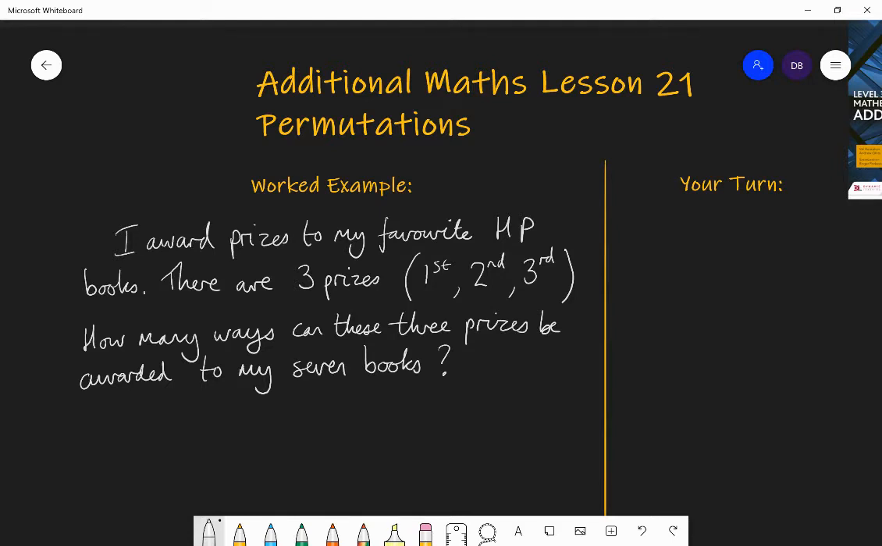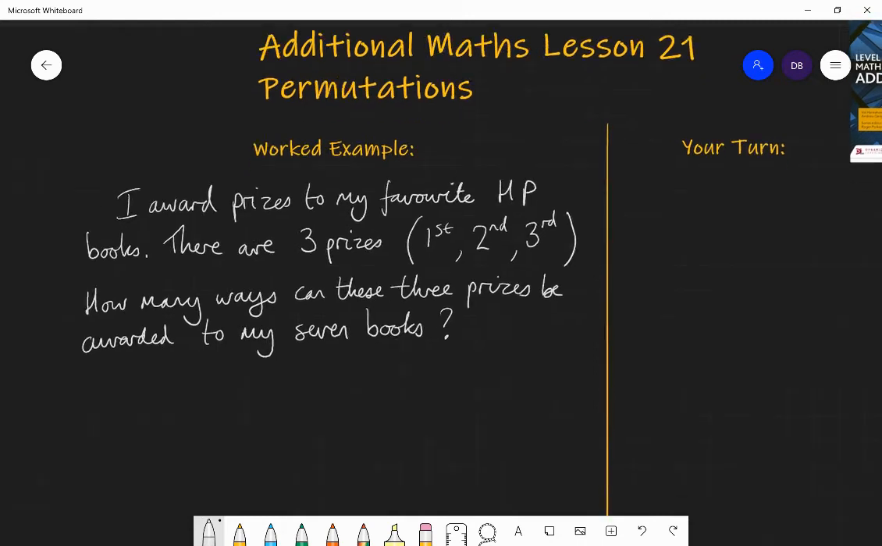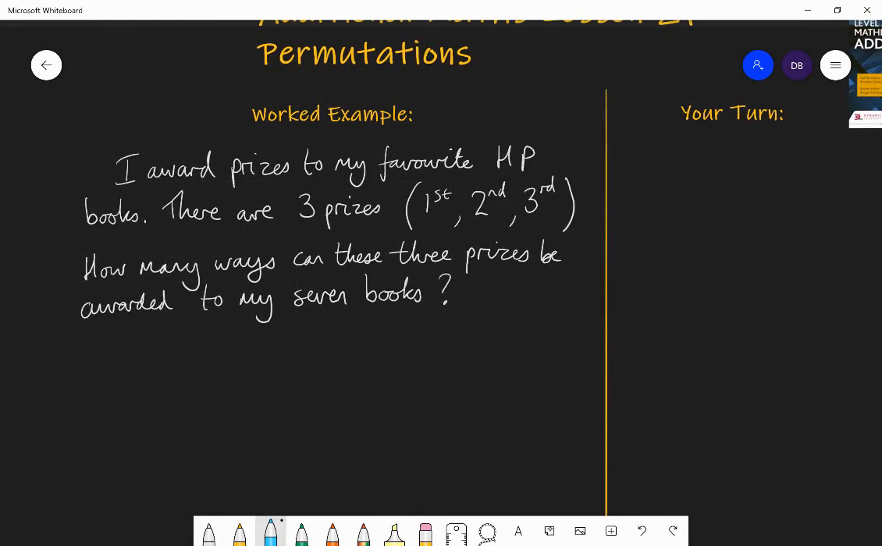So I want to know how many ways can these three prizes be awarded to my seven books. This is a classic permutation question. It's the number of ways I can arrange three objects when I can choose out of seven. The process is just thinking about, well, I have a first place position, a second place position, and a third place position to choose. I want to choose one of the books as my first choice, so I have seven to choose from.